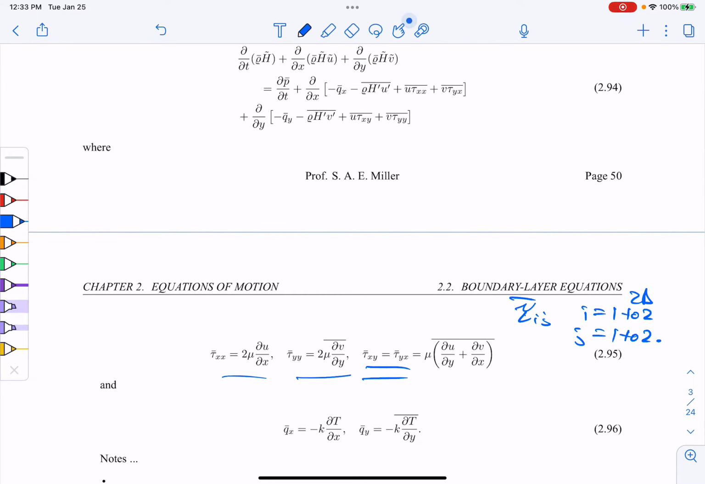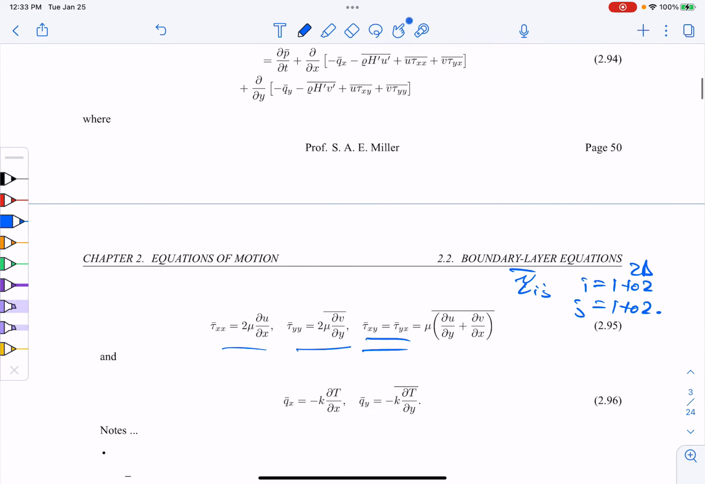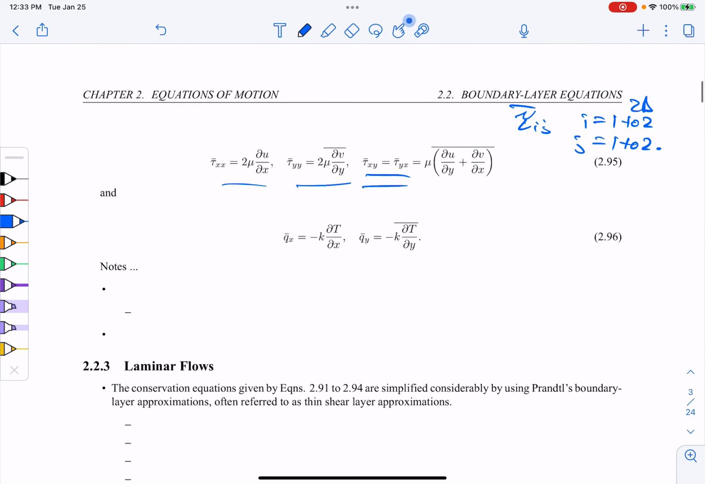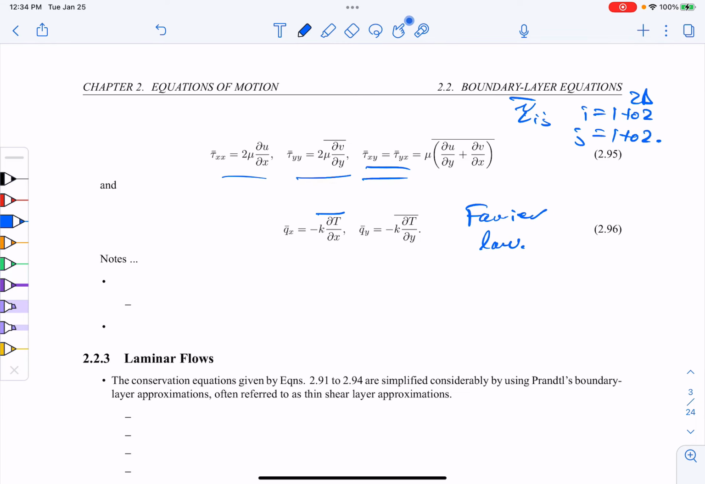You'll also note, unfortunately, I still have heat transfer, so this is a Fourier law which reduces the problem. So now I have k, and if k is a constant, I don't have to worry about this particular overbar, but k is just your heat conduction constant.